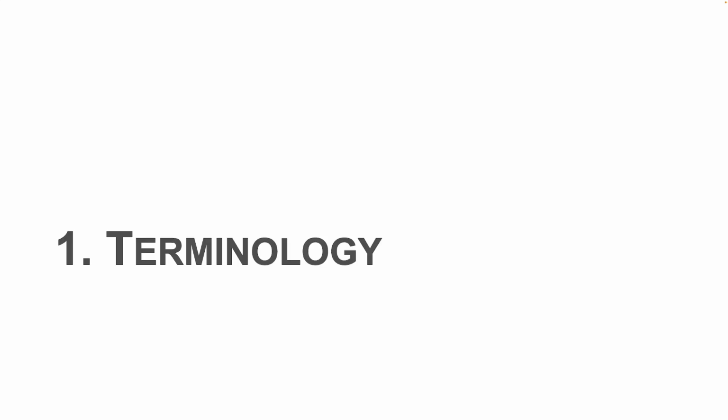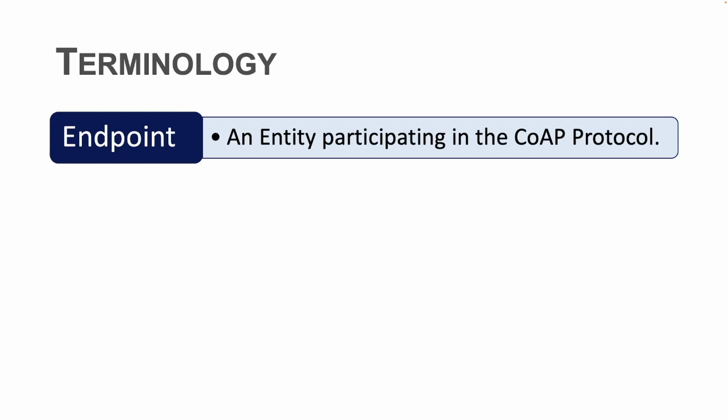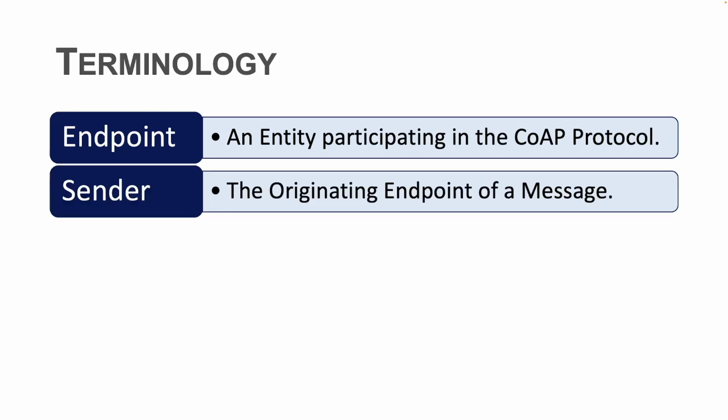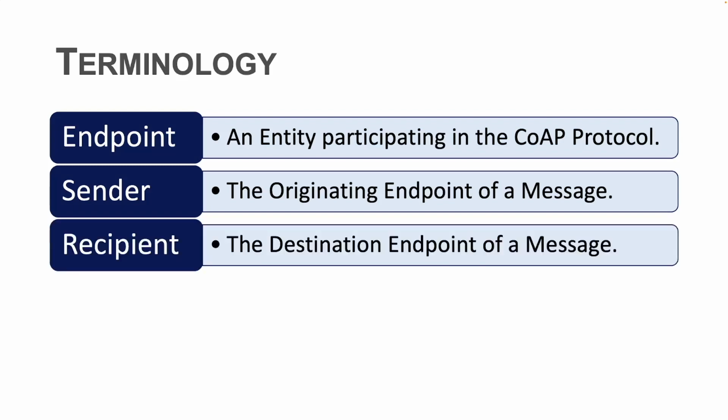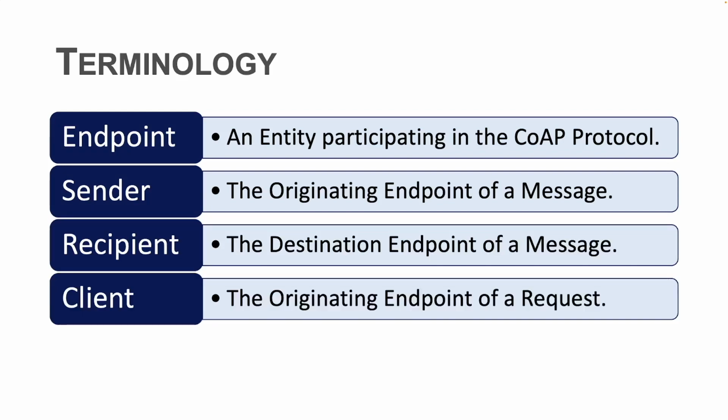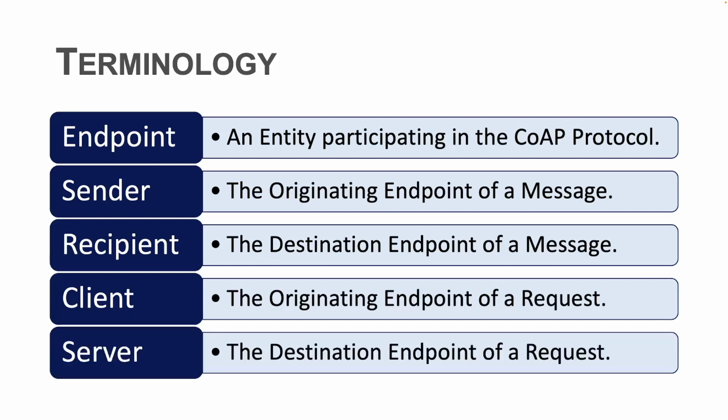Let's start with the terms that are defined in RFC 7252 and which we will use later in this video. The first term is the endpoint. An endpoint is an entity participating in the CoAP protocol and it is identified with a node or a host. Then there is the sender, which is the originating or source endpoint of a message. Next, there is the recipient, which is the destination endpoint of a message. Then there is the client, which is the originating endpoint of a request. And finally, there is the server, which is the destination endpoint of a request.